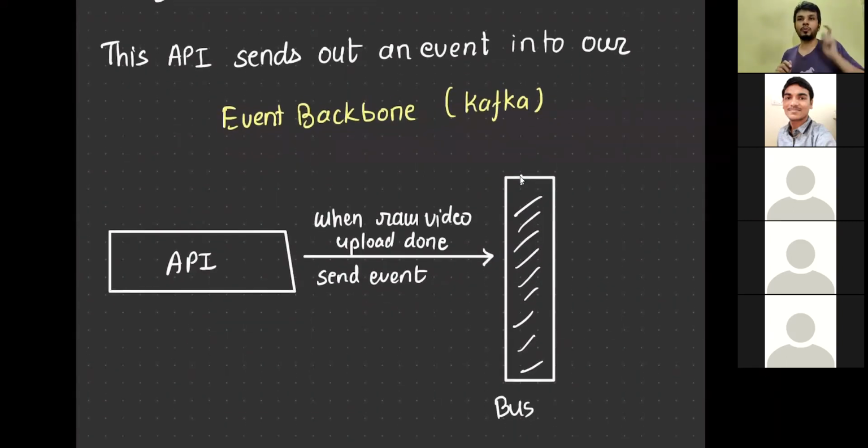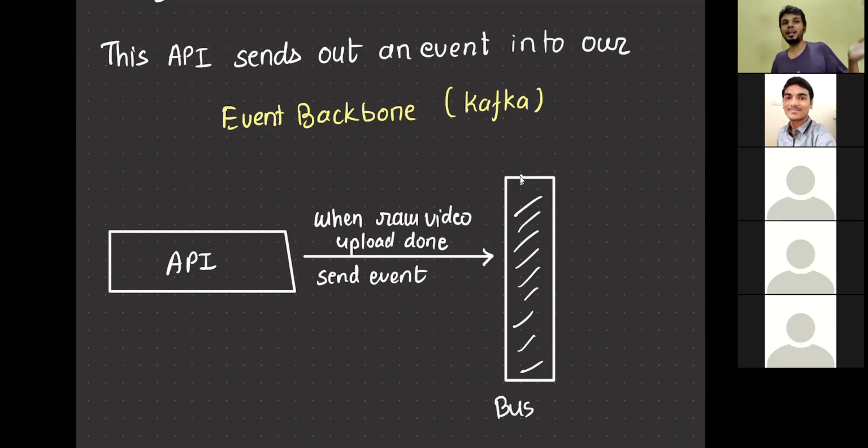So here, what would come into the picture? Once the video upload is done, or when the video is published, I have to trigger transcoding. So when the raw video is uploaded, my API would know that my raw video upload is done because my client would tell it.